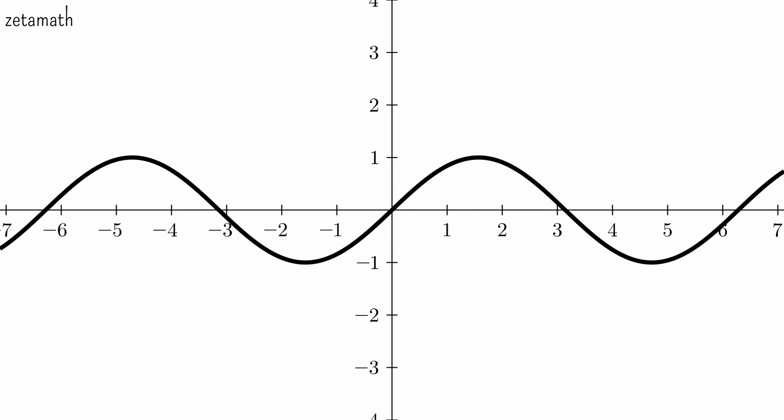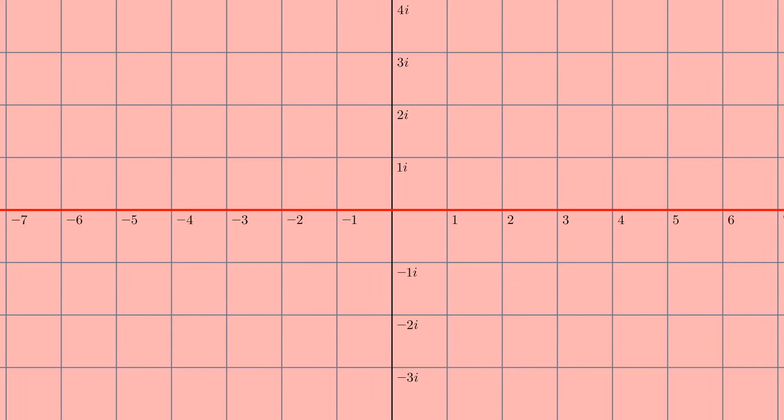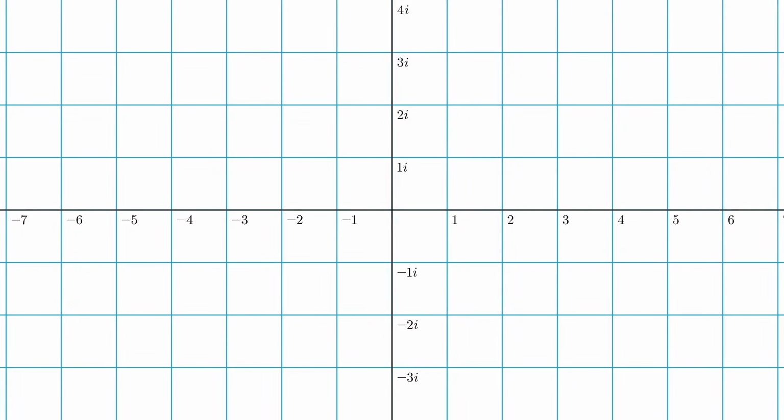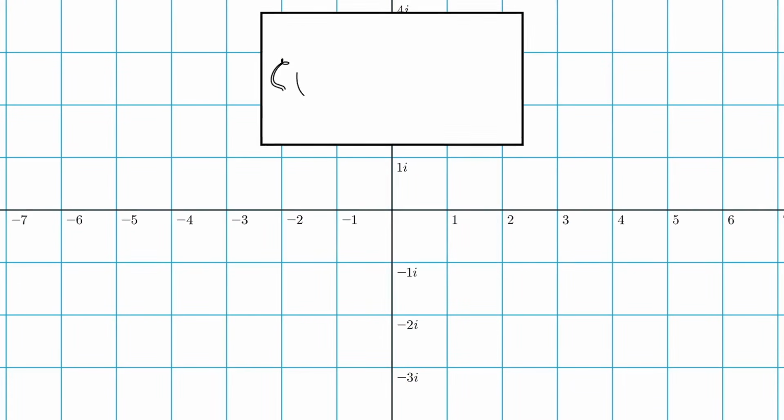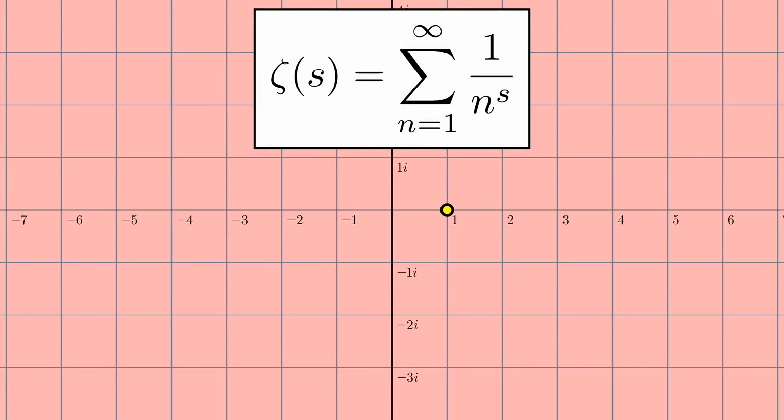In the last video, we told the story of how real-valued functions from calculus naturally give rise to functions with complex inputs and outputs via a process known as analytic continuation. In this way, our series definition of the zeta function, which is initially defined only for the real numbers greater than 1, gives rise to a function uniquely defined at every complex number except s equals 1.